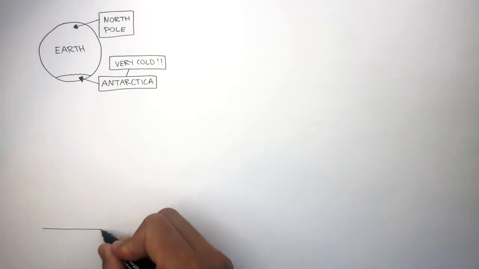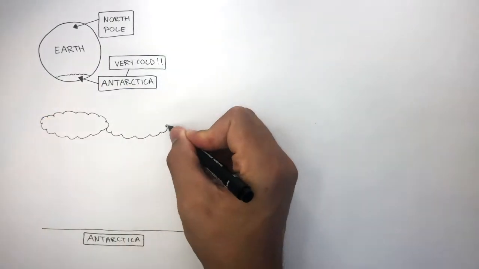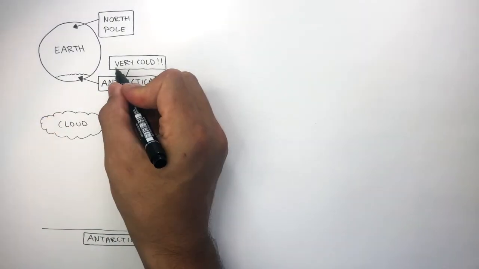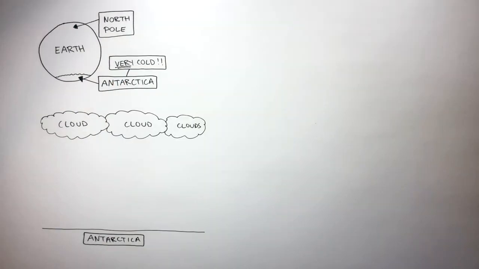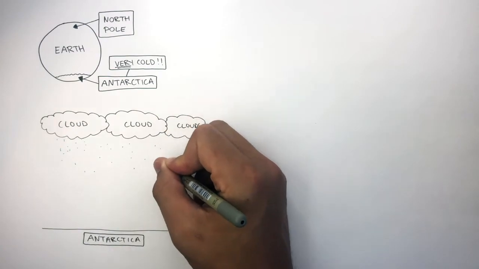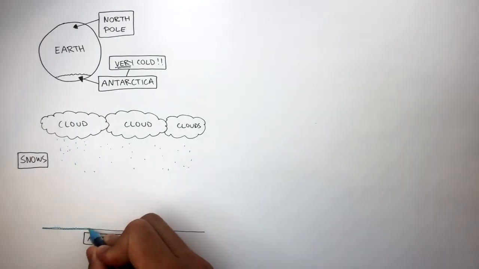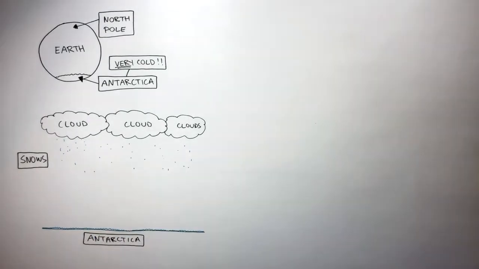Now, this line represents the ground in Antarctica, and these represent clouds. Because it is very cold in Antarctica, it snows on a regular basis. And it's essentially been snowing in Antarctica on a regular basis for over the last million years plus. Of course, this snow builds up on the ground, represented by this squiggly blue line.